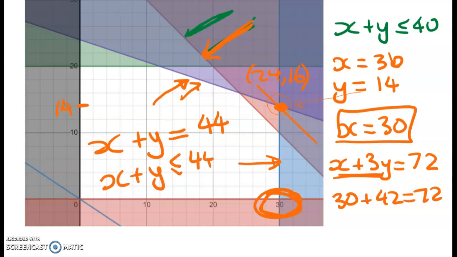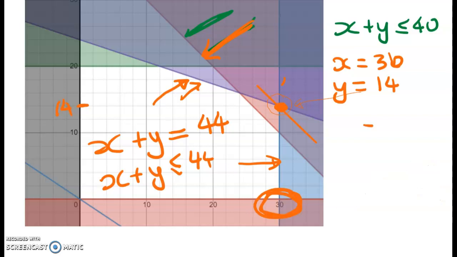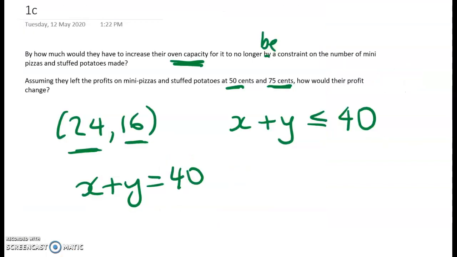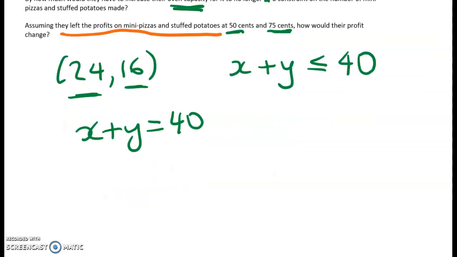Well, this is going to be my new point. So no longer will I be stuck with 24 and 16. I'll change what I do, and it will be 30 and 14. So the second part of the question, I think, asked us to look at what the profit would do. Yep. So assuming they left the profits on mini pizzas and stuffed potatoes at the old prices, how would their profit change?